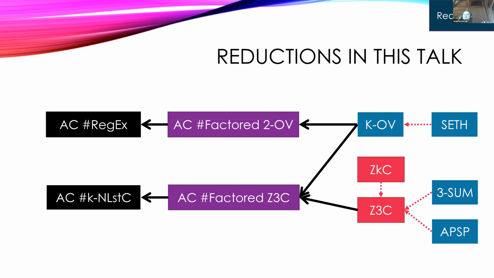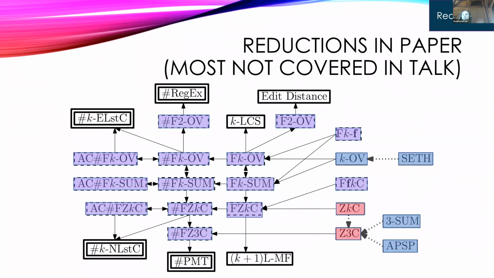I want to briefly show a bunch of reductions that we didn't cover in this talk but exist in this paper, both to highlight that it turns out this framework and these factored problems really can be reduced to a variety of different problems. You can say something about LCS, you can say something about edit distance, you can say something about this partition matching triangles problem. These have a lot of ability to be reduced to other problems.